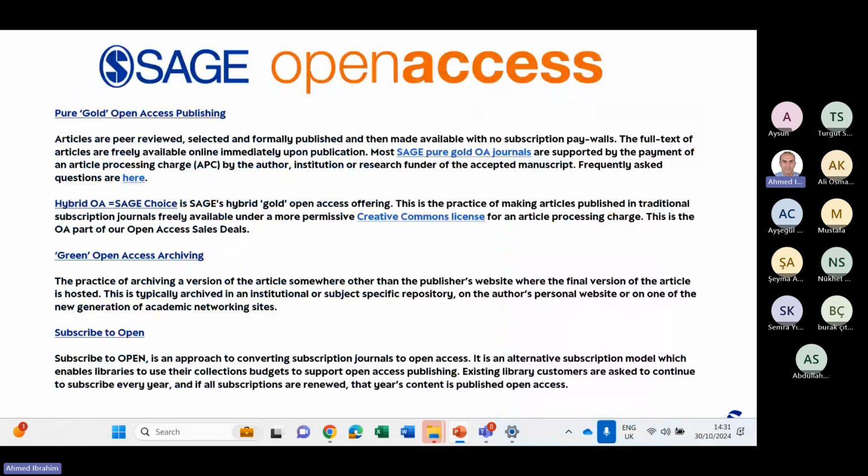Also, we have hybrid open access. When you need to publish your article as open access, but in a subscription journal, your article will be open access, but the journal itself will be a subscription journal. So this is known as hybrid open access or Sage Choice, and you have to pay APCs, or article processing charges, for the peer review process. We have also green open access, and we have the subscription model you already know about.